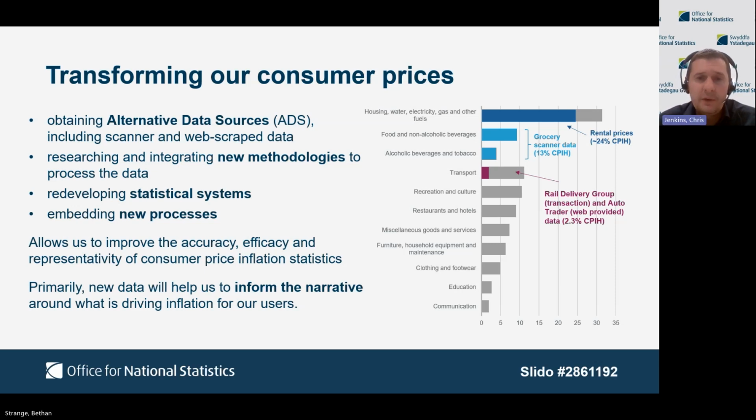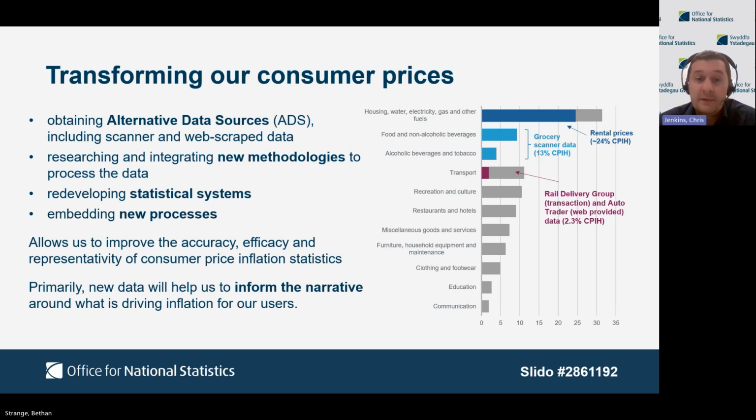So in terms of magnitude, scanner data will take us from almost 180,000 price points per month to over 300 million. This is a huge increase that will initially be for groceries only, and it will allow us to tell a much more granular story around what is driving price changes in this area of our basket. However, such a scaling up comes with its challenges. So we've been working to research, develop and test new methodologies to process such big data, as our traditional fixed basket approach won't work with these big data sets.